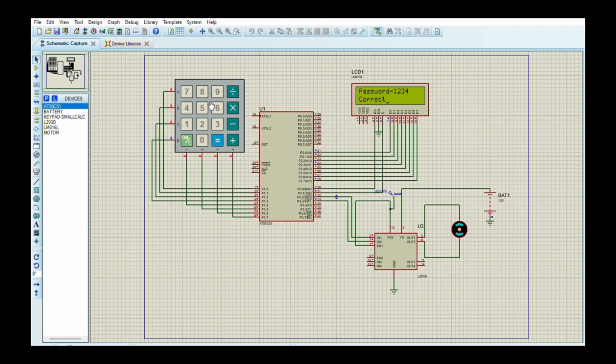So when the user enters the correct password, the motor starts rotating and the door is unlocked and LCD displays correct. If the user enters the wrong password, then the door is locked and the LCD displays incorrect.